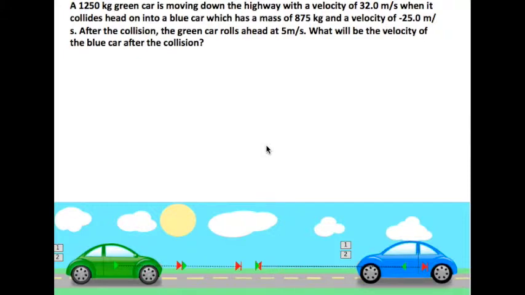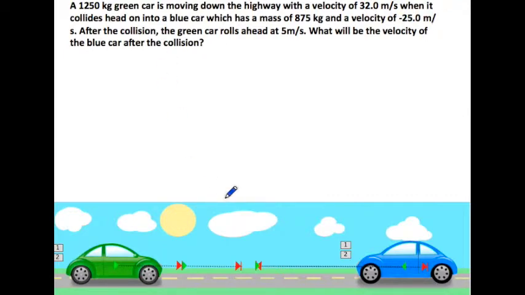So here, just like before, we have the same exact variables except we've changed something. Now we say that a 1,250 kilogram green car is moving down the highway with a velocity of 32 meters per second, when it collides head-on with a blue car, which has a mass of 875 kilograms and a velocity of negative 25 meters per second.